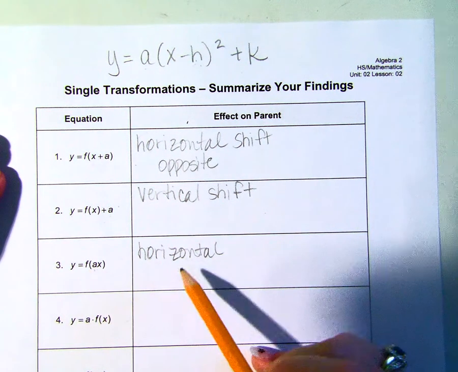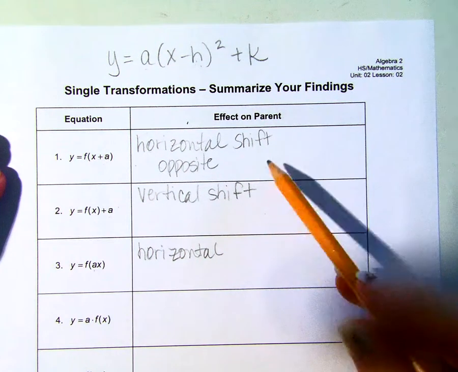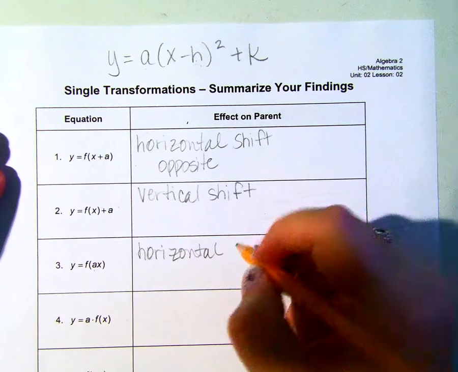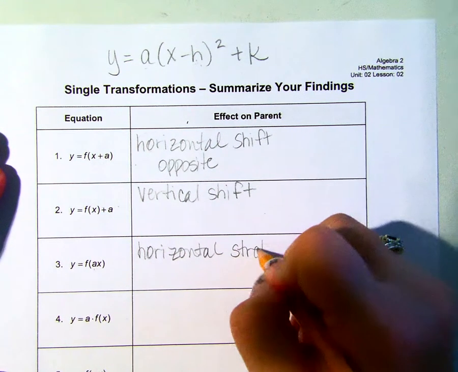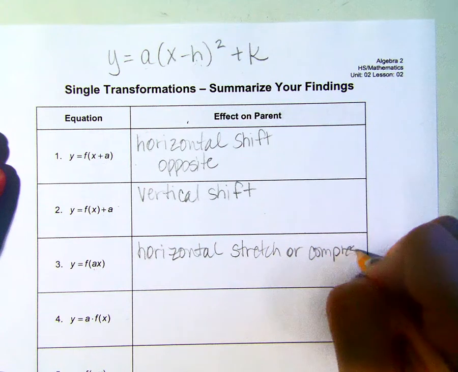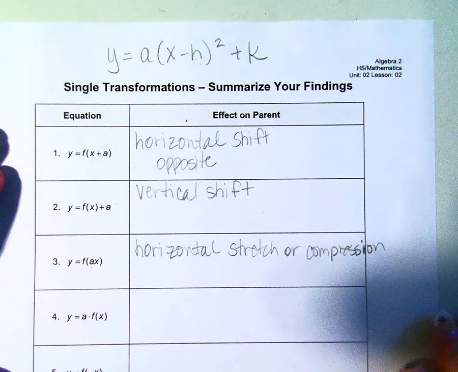It's going to change the shape. This one changes the position where it is on the graph. These are going to change the shape. So it's either going to be a horizontal stretch or a horizontal compression. Okay? Does that make sense?